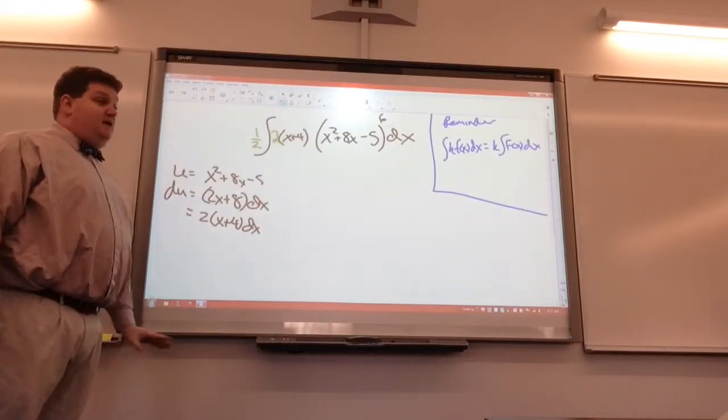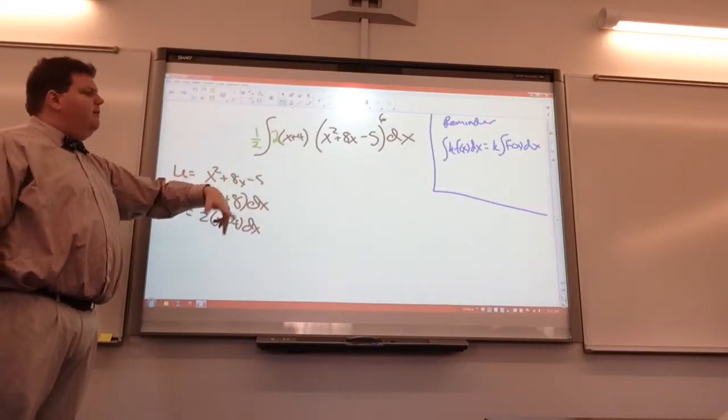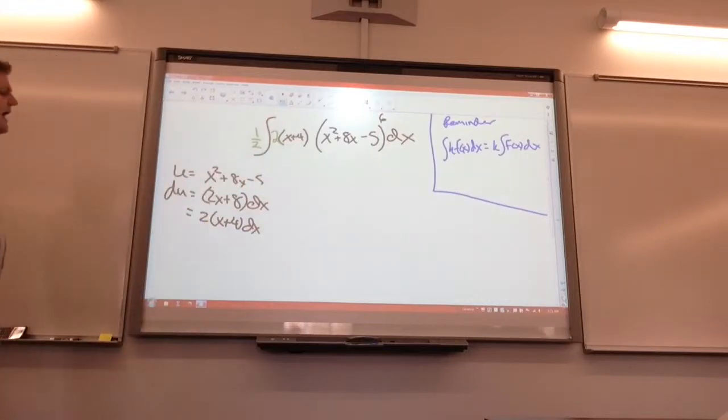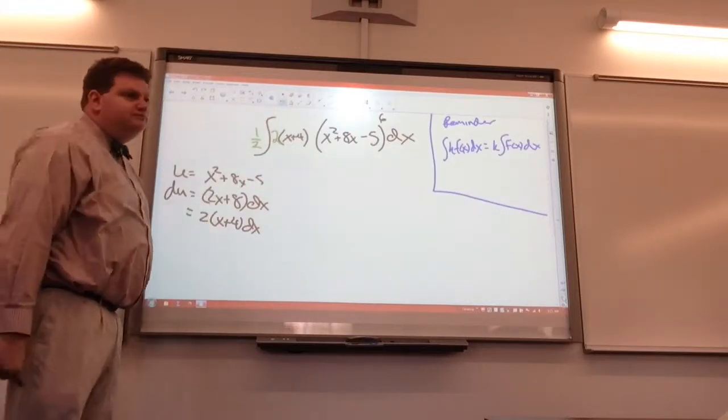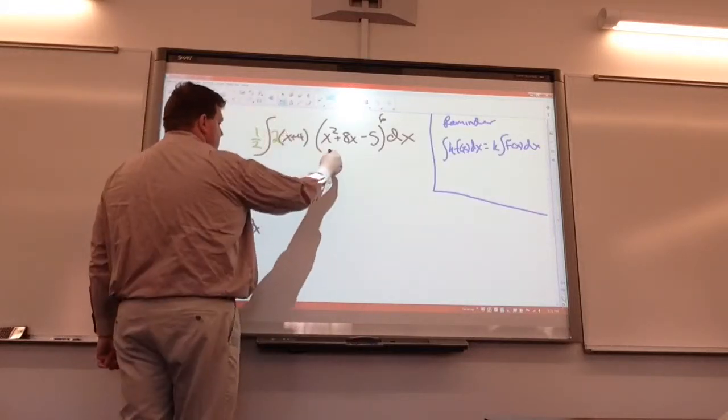It will not affect anything at all, because that's 2 times a bunch of stuff. Remember, when you multiply by 2, in front of everything. Yeah. And the 1/2 outside cancels out the 2. So now I can do my u substitution.